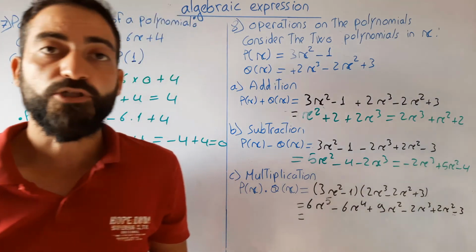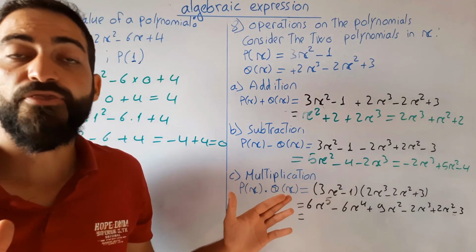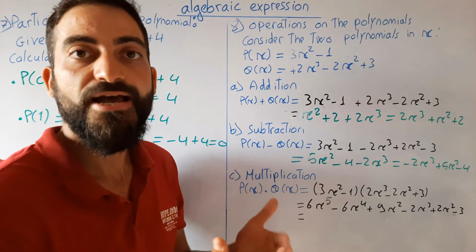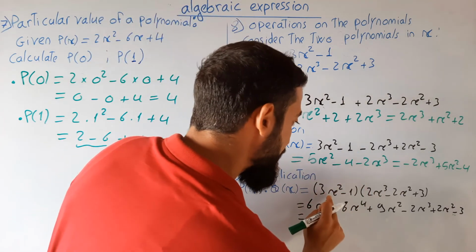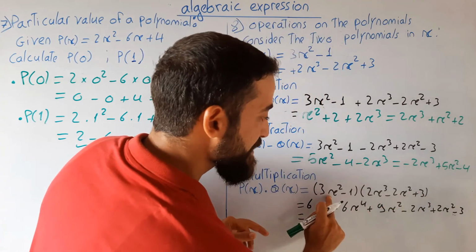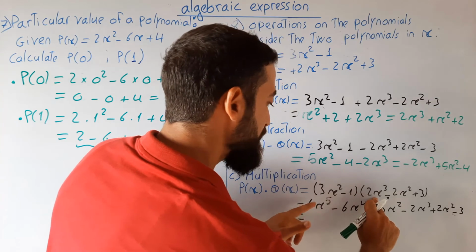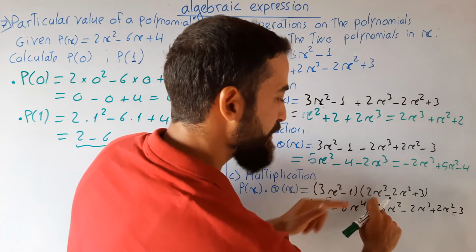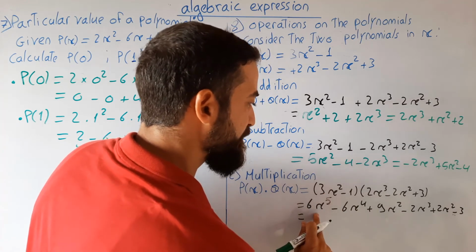Multiplication: we multiply successively all the terms in one by each of the terms in the other. Then we reduce, if possible, the like terms. So 3x^2 minus 1 times 2x^3 minus 2x^2 plus 3. 3x^2 times 2x^3: 3 times 2 equals 6, x^2 times x^3 equals x^(2+3) equals x^5. So 3x^2 times 2x^3 equals 6x^5.